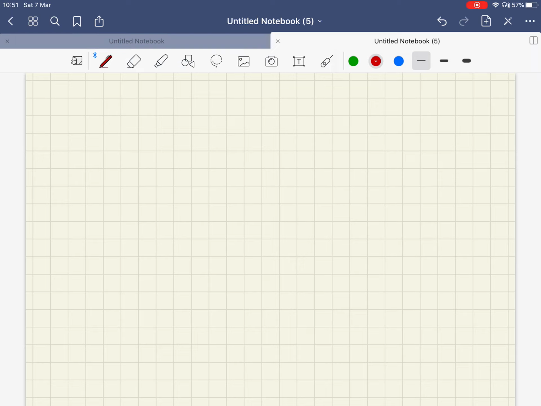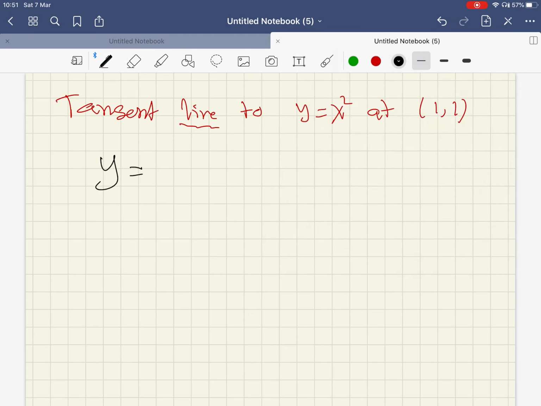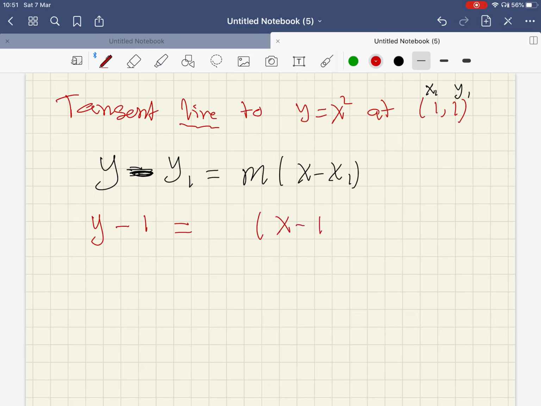So here we need the tangent line to y equal x squared at the point 1, 1. Now, since it's a line, from the last lesson we see what's the equation of any line. Any line is y minus y1 equal the slope times x minus x1. Luckily, we have x1 and we have y1, so we just plug them in. So it will be y minus 1 equal some number times x minus 1.